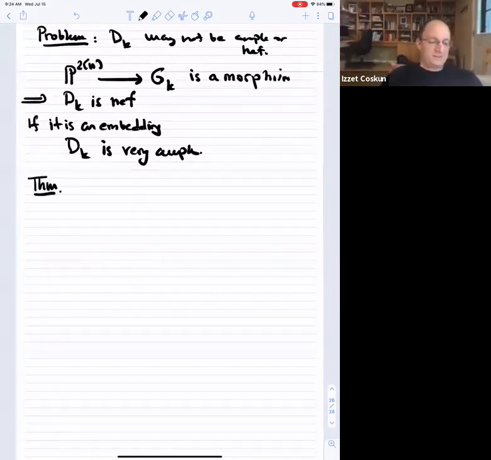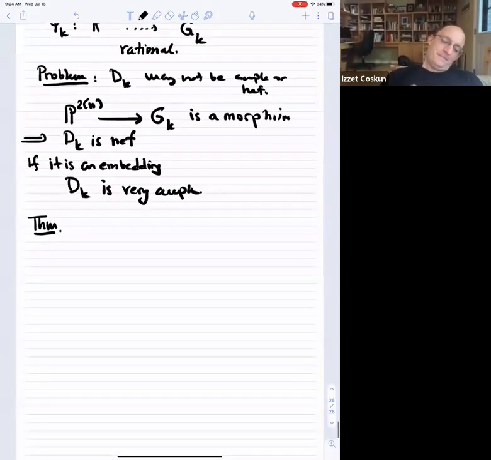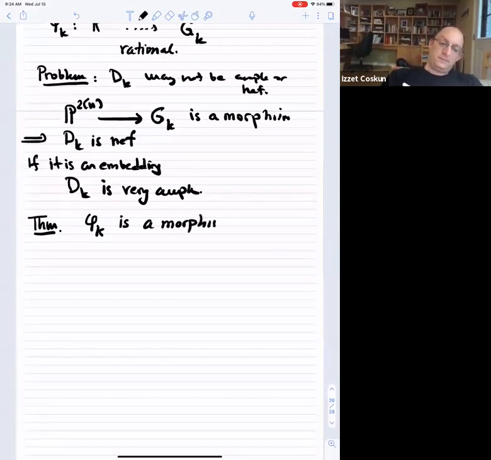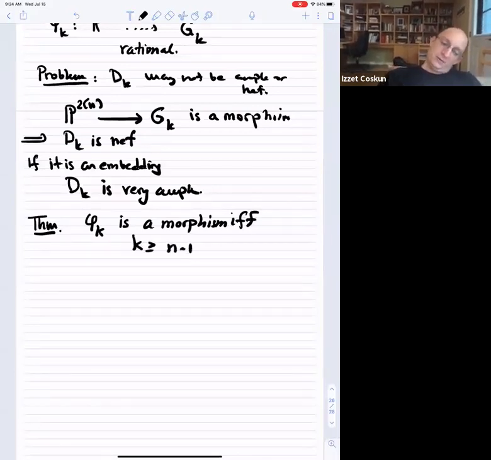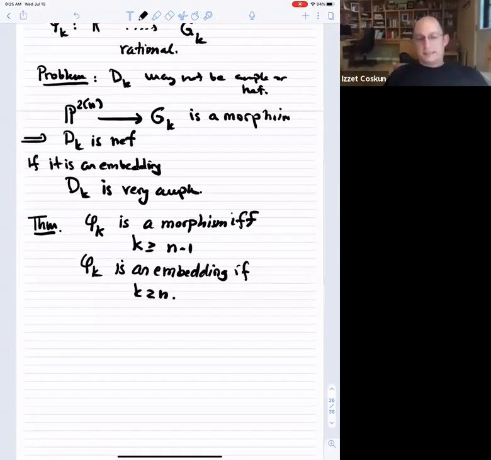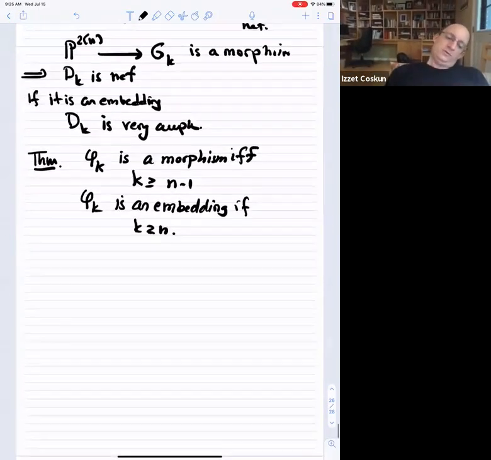The theorem in the case of P2 is that this phi k is a morphism if k is bigger than or equal to n, and phi k is an embedding if k is bigger than or equal to n. Again, this is not hard. So how can you do this?